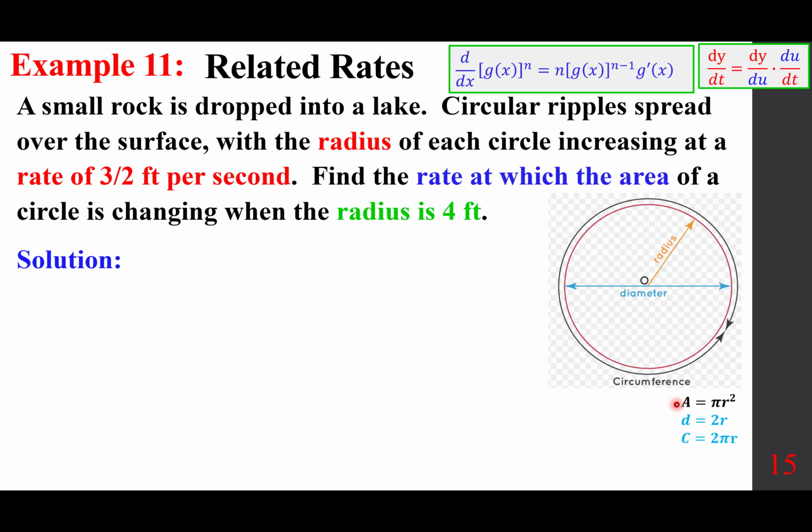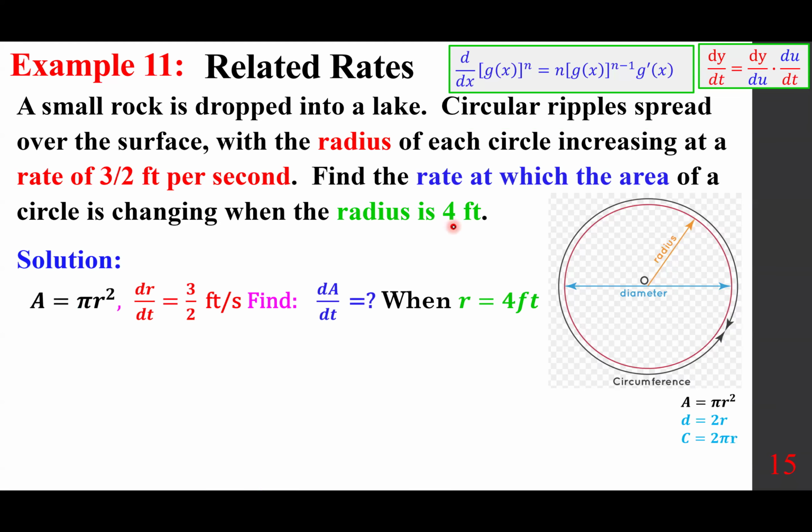And now let's write the rest of it. So A equals pi r squared. What is given is that the radius is increasing at this rate. So that means dr/dt. The moment you see a rate in calculus, it refers to the derivative. So dr/dt is 3/2 feet per second. What are we looking for? The rate at which the area is changing. So we want dA/dt. When do we want that? When the radius is 4 feet. So that's the translation, everybody.